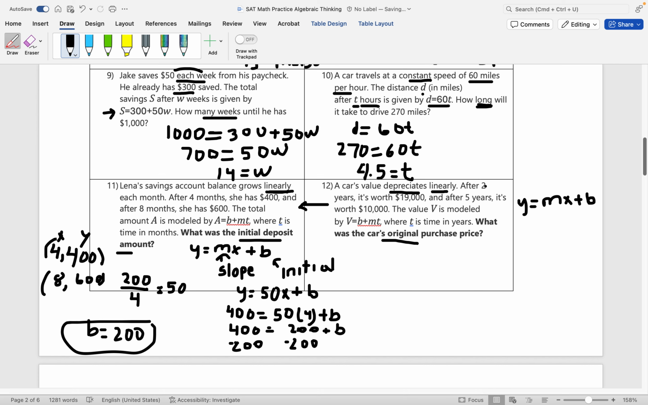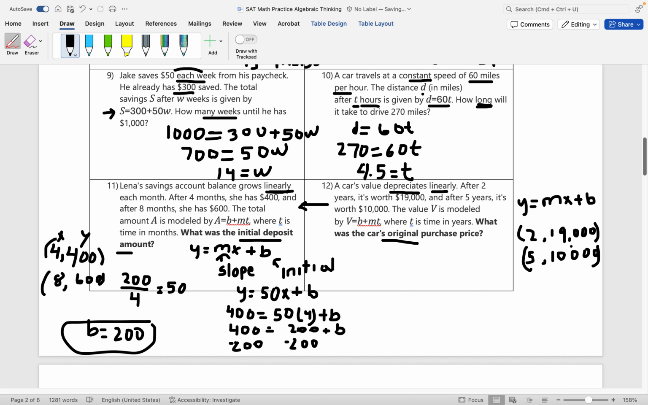So here are my two ordered pairs. After 2 years the value is 19,000, so I'm going to put (2, 19,000). That's my first point. That means after I have my car for 2 years, the car is worth $19,000. But then what happened after 5 years? The car depreciates. That means the amount goes down to 10,000. So this is (5, 10,000).